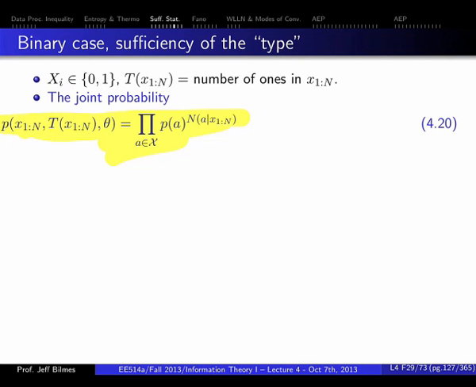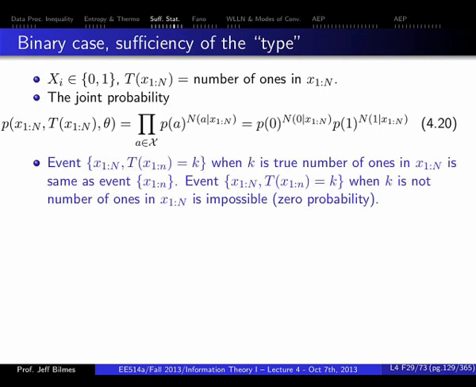Okay. In the binary case, we can write this as p0, the probability of 0, raised to the number of times 0 occurs, times p1, the probability of 1, raised to the number of times 1 occurs. Now let's consider this event: the event which is the sample x and that the statistic is equal to k, where k is the true number of ones.